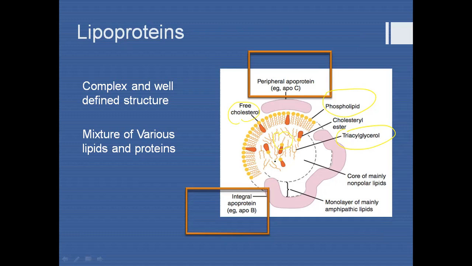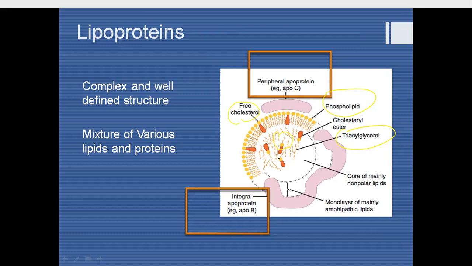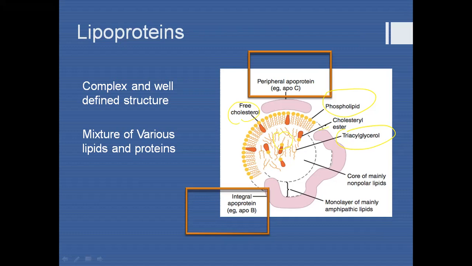So in the center you have to show the triacylglycerol as well as the cholesterol esters. The free cholesterol is present in the bilayer, so that is the difference. Cholesterol esters are in the center and free cholesterol is in the bilayer. The bilayer will be made up of phospholipid.